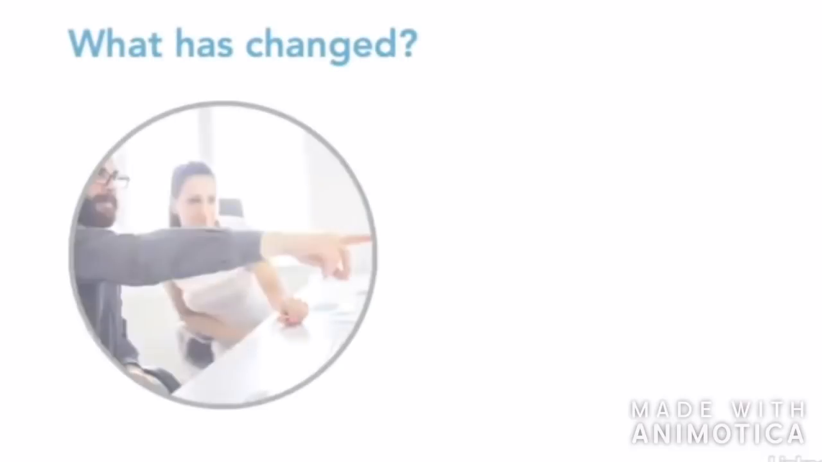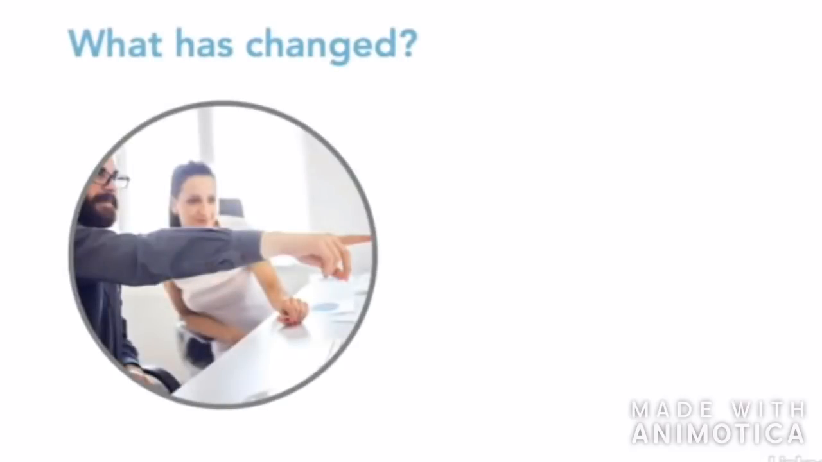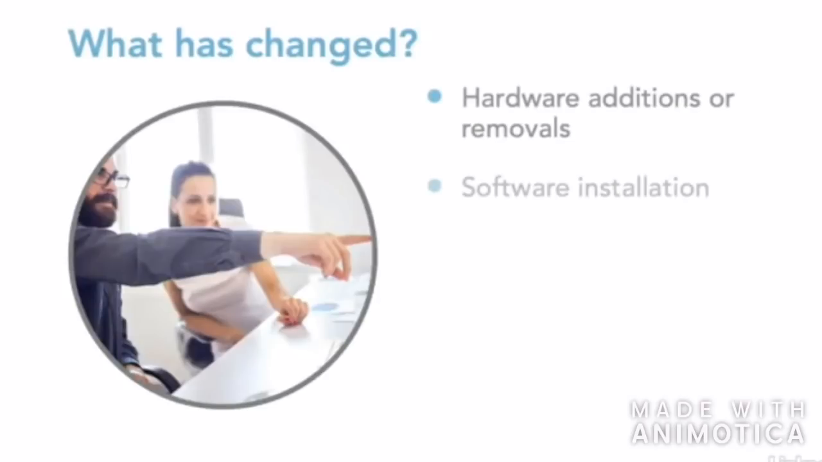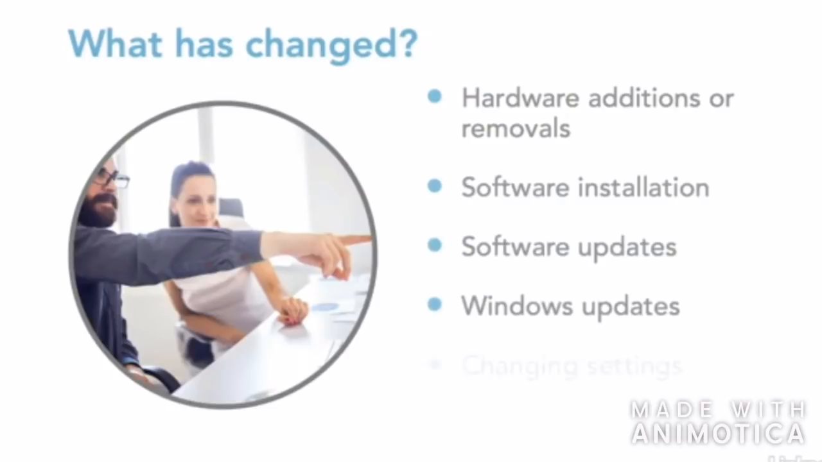When something goes wrong with your computer, a software program, or Windows itself, the question you must ask is, what has changed? Have you added a peripheral? Was a software update recently installed? Did you change a setting? When you consider these changes, it truly helps you focus on the cause of the trouble.